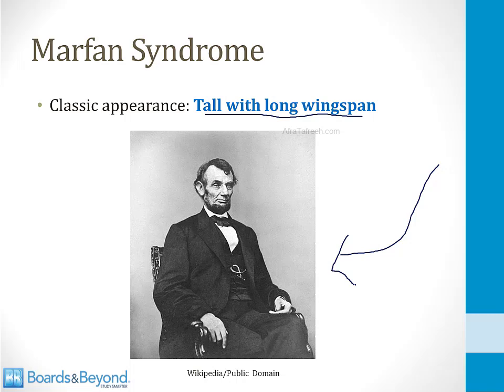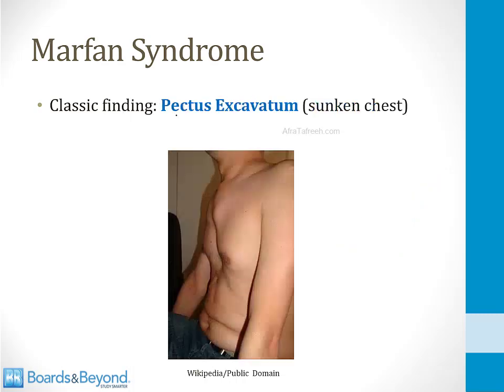The problem here is different from osteogenesis imperfecta, where the bones are abnormal. The issue in Marfan syndrome is that the connective tissue is abnormal and it allows the bones to grow excessively long. And thus, these patients are very tall and they have long arms and therefore a long wingspan. Another classic finding is pectus excavatum, or a sunken chest. This is a picture of what that looks like on the screen here.